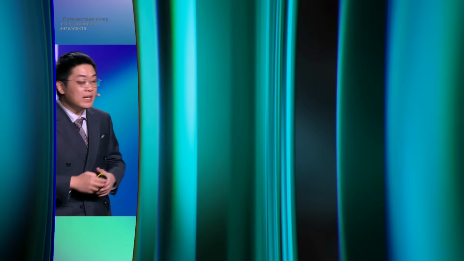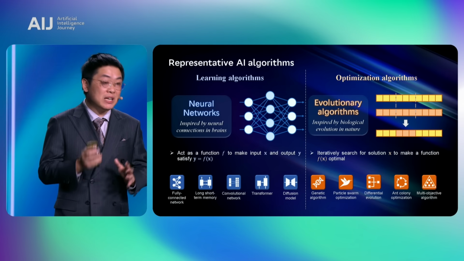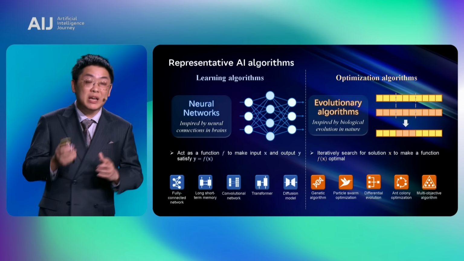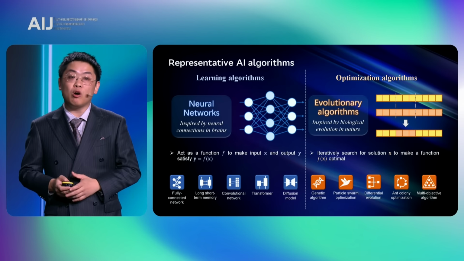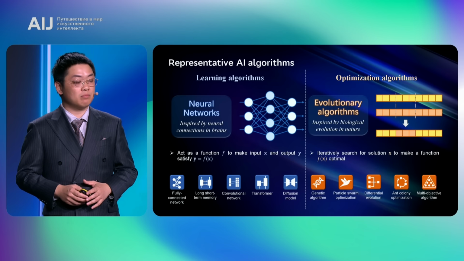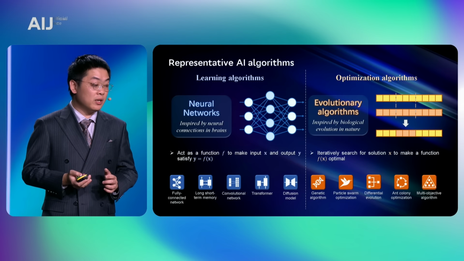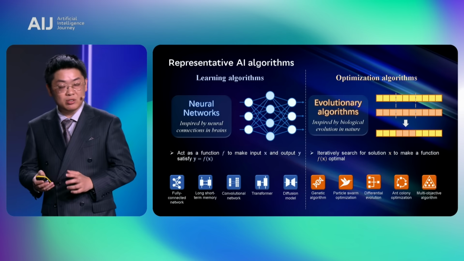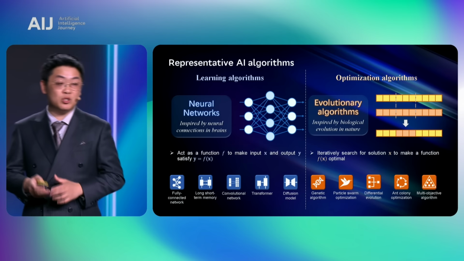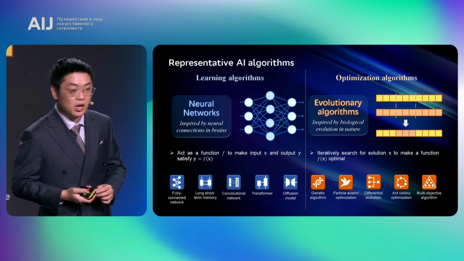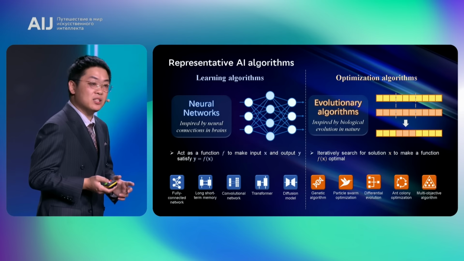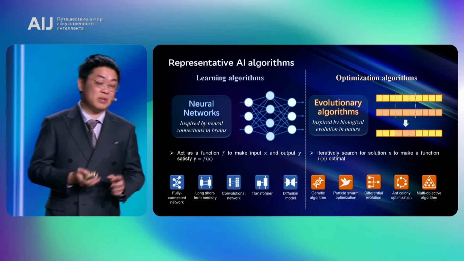Also, evolutionary algorithms are inspired by the biological evolution in nature. They can iteratively search for the best solution to make a function f minimized or maximized. For example, some popular evolutionary algorithms include genetic algorithms, particle swarm optimization, differential evolution, ant colony optimization, and the multi-objective optimization algorithms.